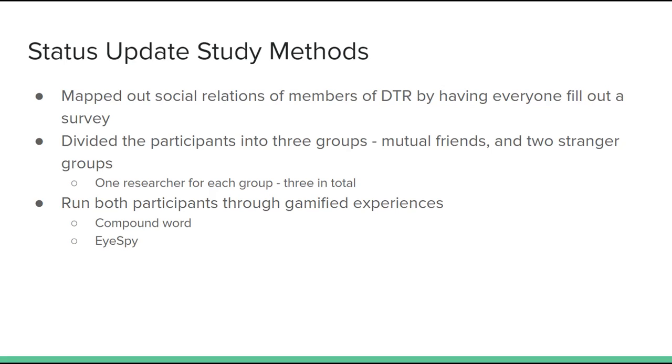For our status update, this involved mapping out the social relations of members of DTR by having everyone fill out a survey. We divided the participants into 3 groups, a group of mutual friends and 2 stranger groups, and there was 1 researcher for each group, 3 in total. And we ran both participants through gamified experiences, including Compound Word and I Spy.